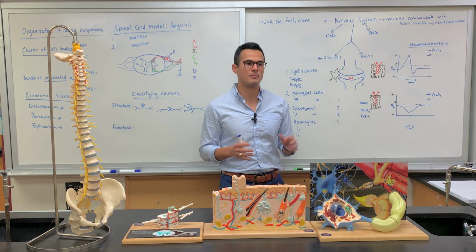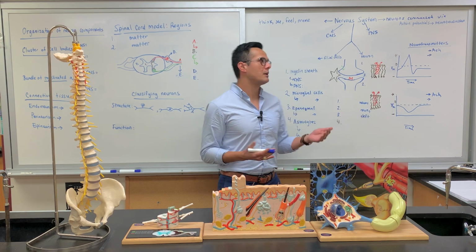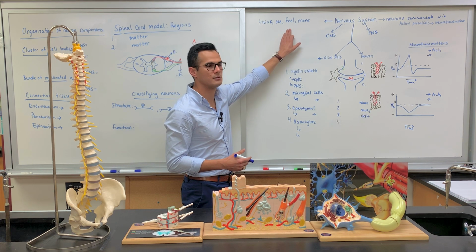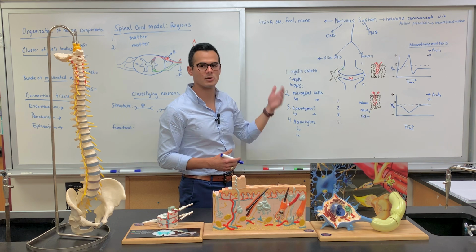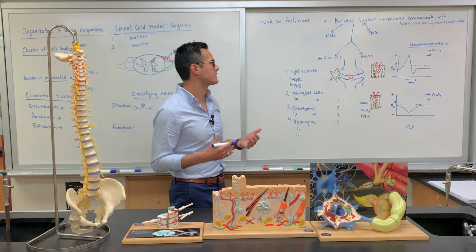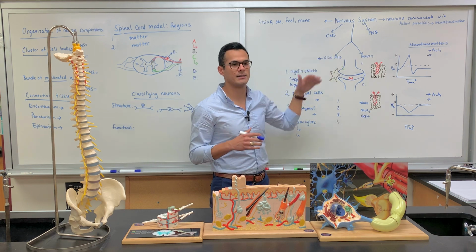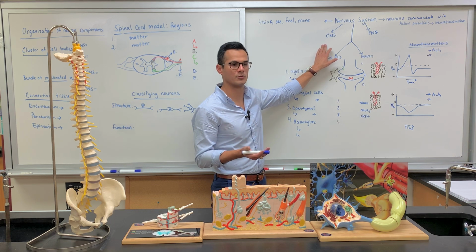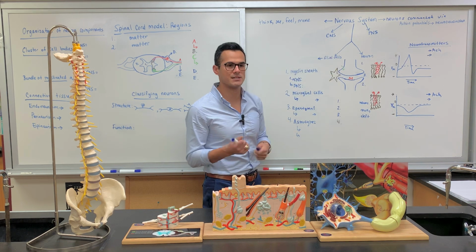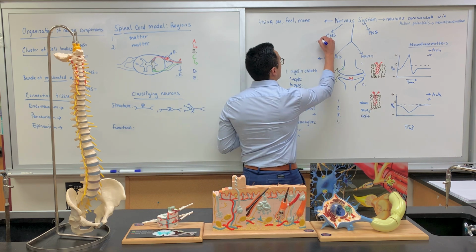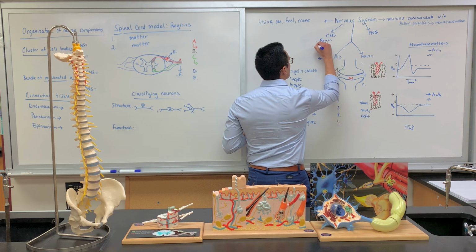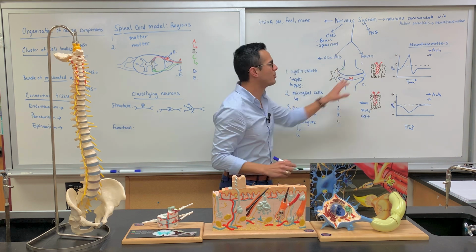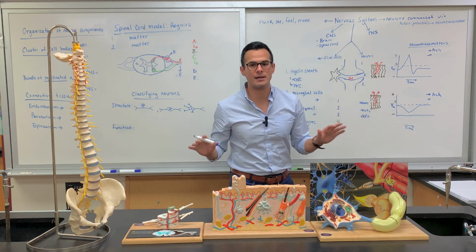But when we think about the macro level, what does the nervous system do? The nervous system gives us the ability to think, to see, to feel, and to move. So it's helping to coordinate all of these different things. The nervous system is divided into two different parts: the central and the peripheral nervous system. The components of the central nervous system include the brain as well as the spinal cord. The peripheral nervous system includes everything else.